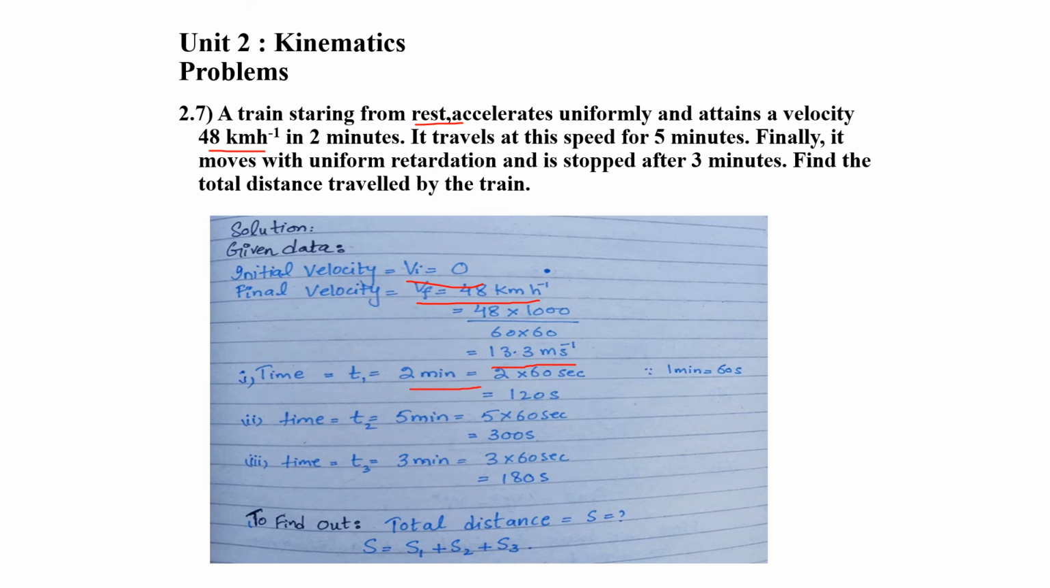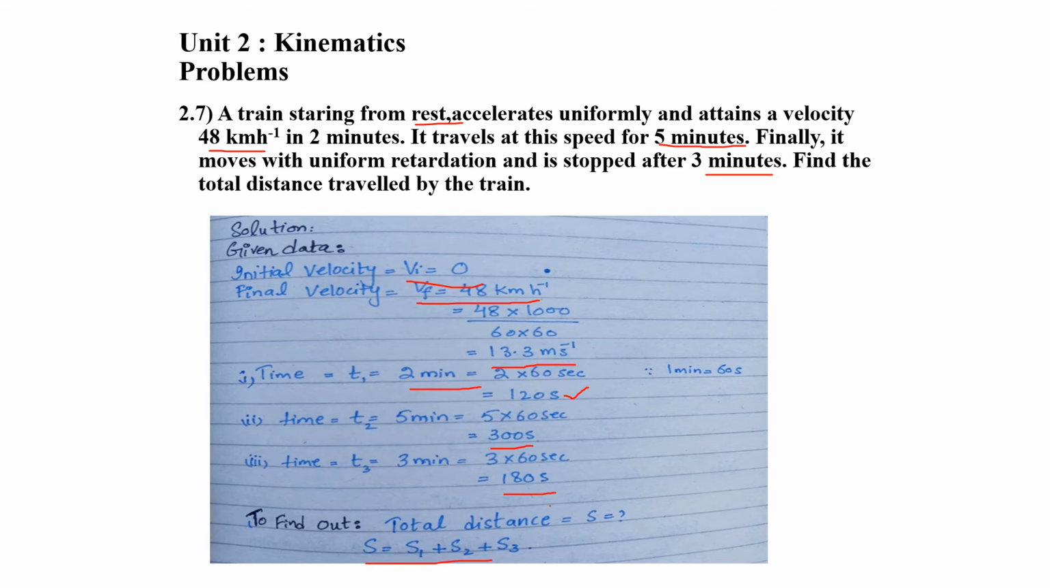If we convert this minute into seconds, we have to multiply 2 by 60 seconds, and we get 120 seconds, right? If it travels at that speed for 5 minutes, so again the time t2 is 5 minutes, so we convert this time t2 into seconds, multiply by 60, which gives us 300 seconds. Finally it moves with uniform retardation and stops after 3 minutes. So this is the third time, and again we convert it into seconds and get 180 seconds. Find the total distance traveled by the train.